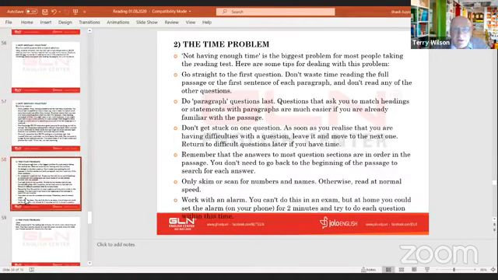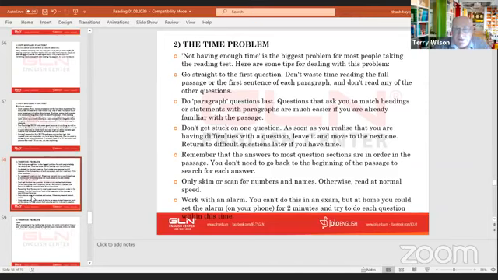The time problem. IELTS reading is a time task, and not having enough time is a big problem for many students. So here are my tips. Firstly, go straight to the first question. Don't waste time reading the full passage or the first sentence of each paragraph, and don't read any of the other questions. Just focus on the first question.